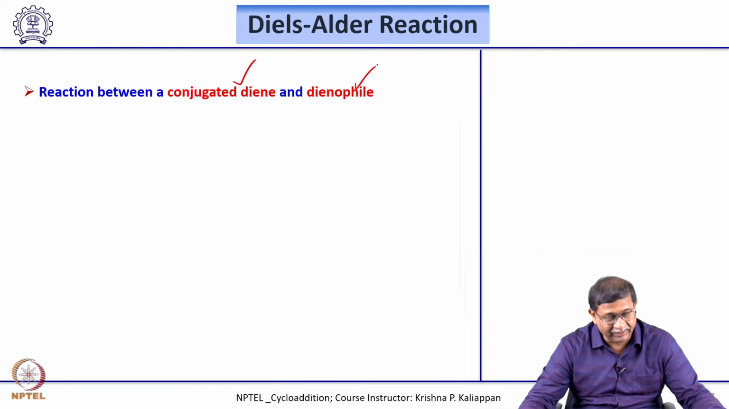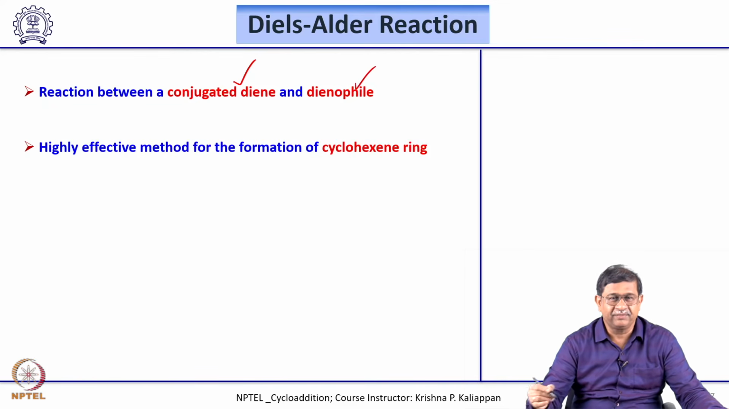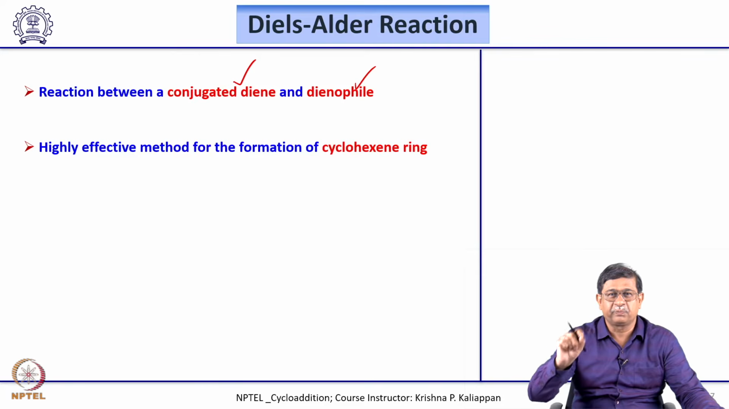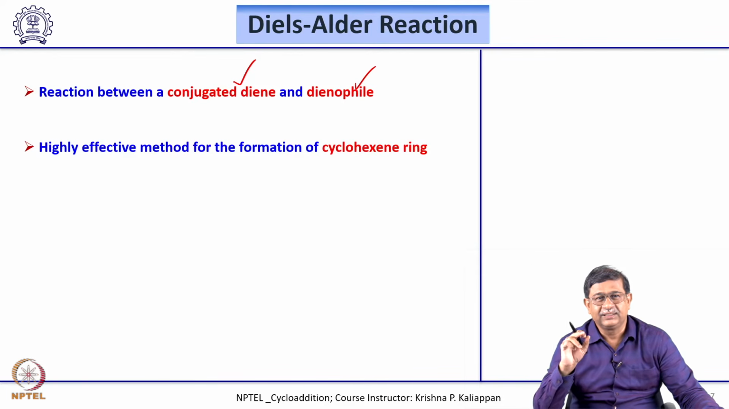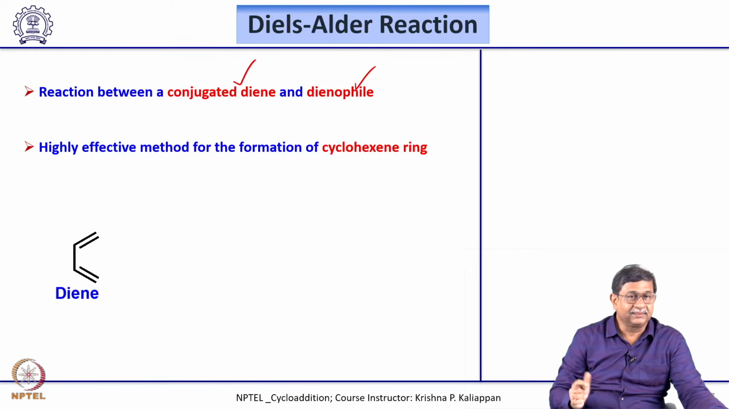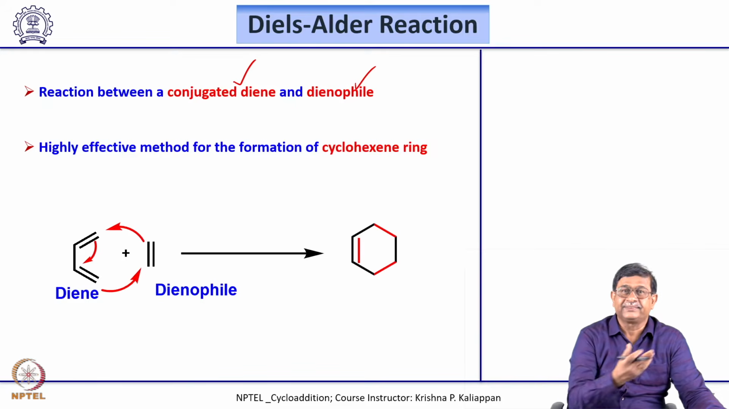Then the dienophile. The dienophile is nothing but 2 atoms having pi electrons. So when you have 4 pi electrons and then 2 pi electrons, when they react, what we call the Diels-Alder reaction, 4 plus 2, you should get a 6-membered ring, that is a cyclohexene ring. This is one of the best methods in organic chemistry to make a 6-membered ring. For example, you take butadiene and treat it with ethylene. This should give cyclohexene.